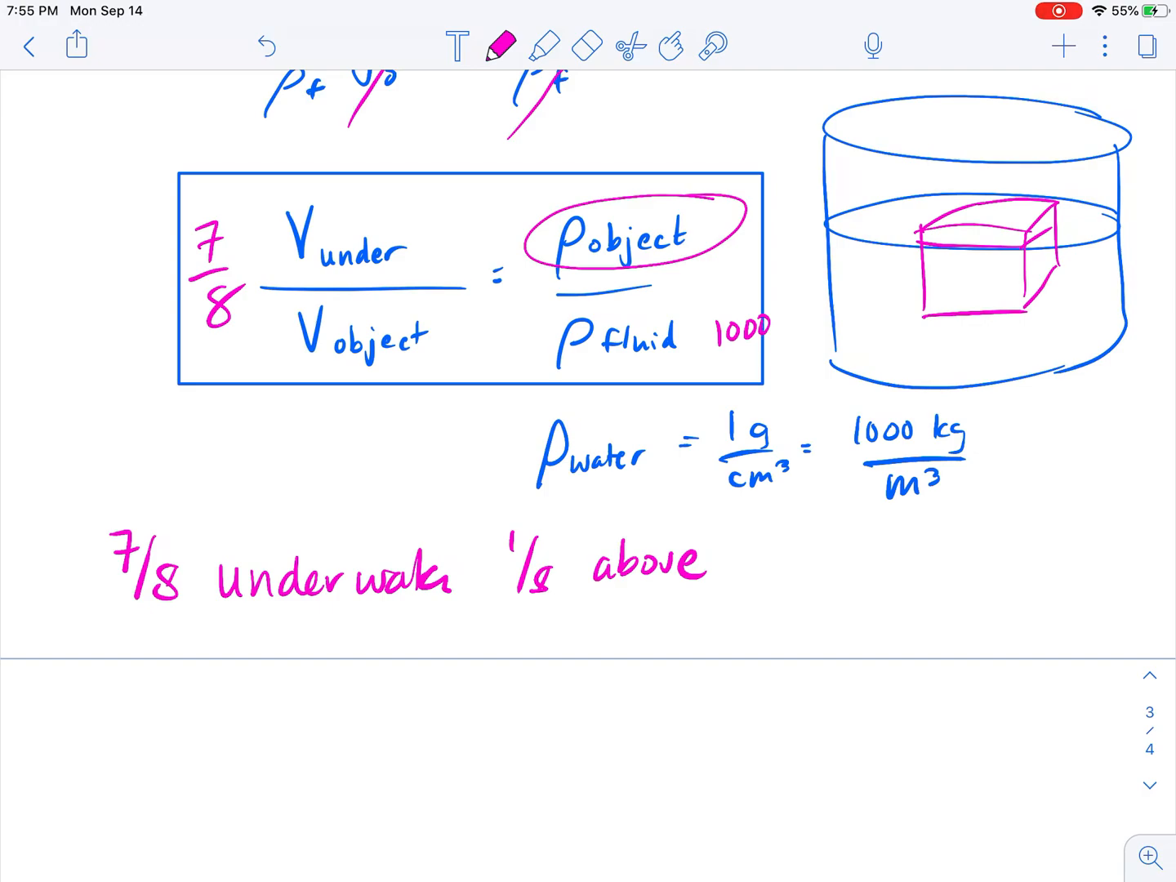0.875. There we go. So 87.5% is underwater. That means that the density of this thing would be 875 kilograms per meter cubed, or 0.875 grams per centimeter cubed. So again, this kind of ratio is really, really helpful.